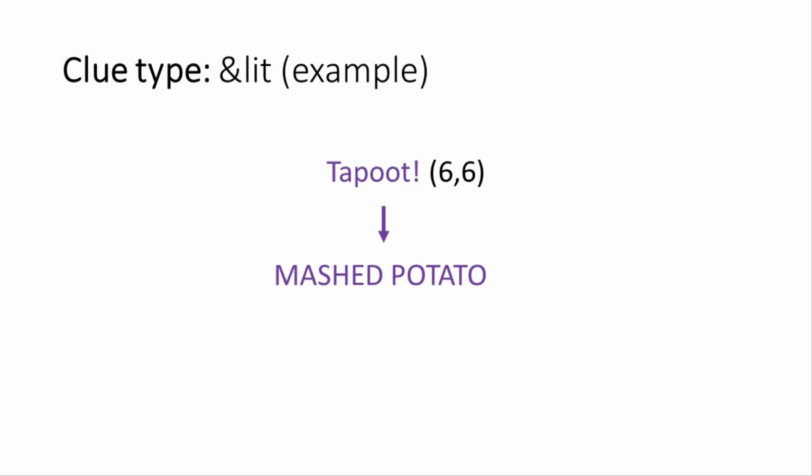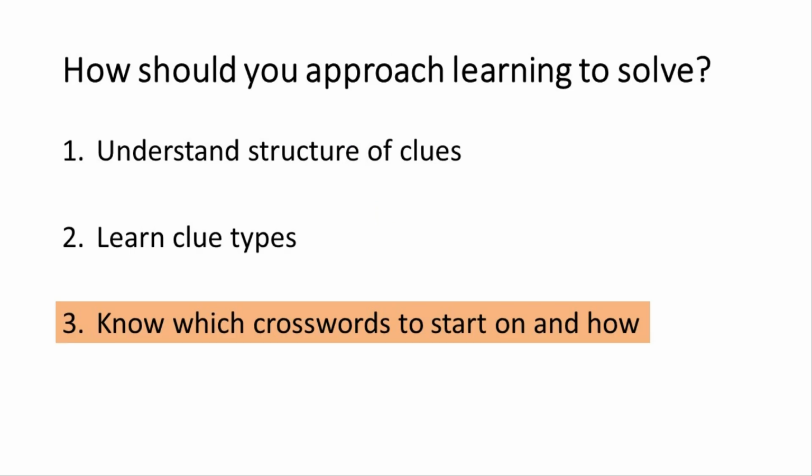The answer here would be mashed potato, with tapoot being a mashed up version of potato. Lit clues are all very different, and as with cryptic definitions, they're either satisfying or a bit disappointing. Perhaps this clue is a good example of that. So I've told you a lot about the structure of clues and clue types, but how should you tackle your first cryptic crossword?